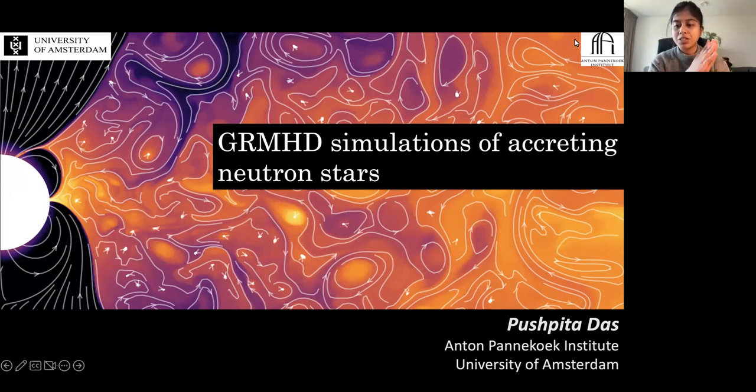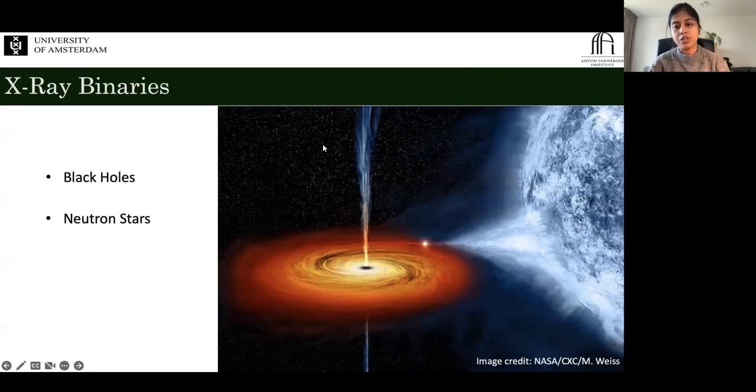So I'm currently a PhD student working with Oliver Porth and Anna Watts on GRMHD simulations of accreting neutron stars. My work mainly focuses on X-ray binaries. X-ray binaries are basically two-body systems where you have a donor star and a compact object. The donor star eventually fills up its Roche lobe, and then you have mass transfer through Roche lobe overflow, and then you have a disk around the compact object.